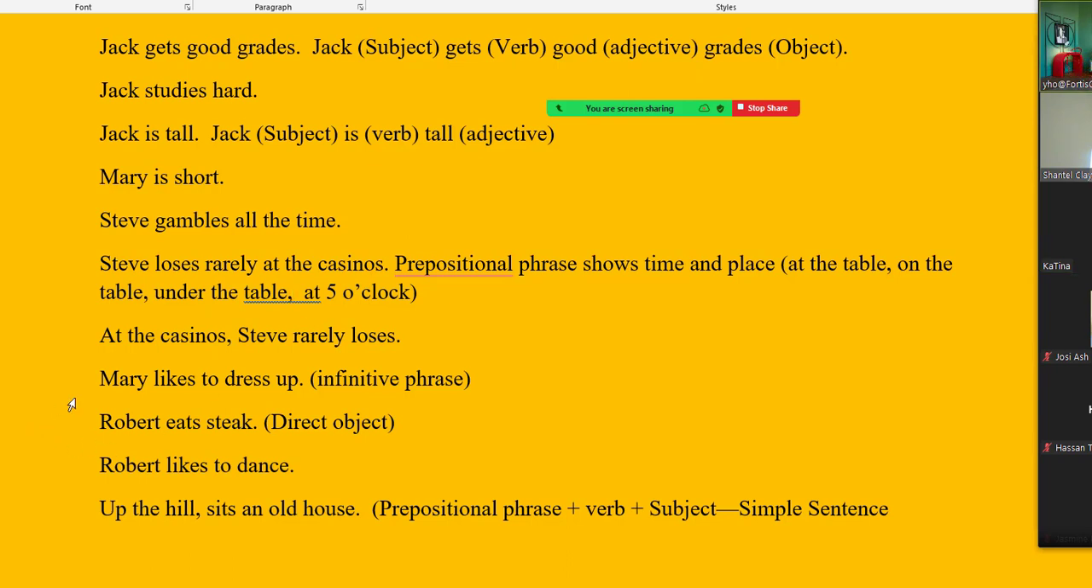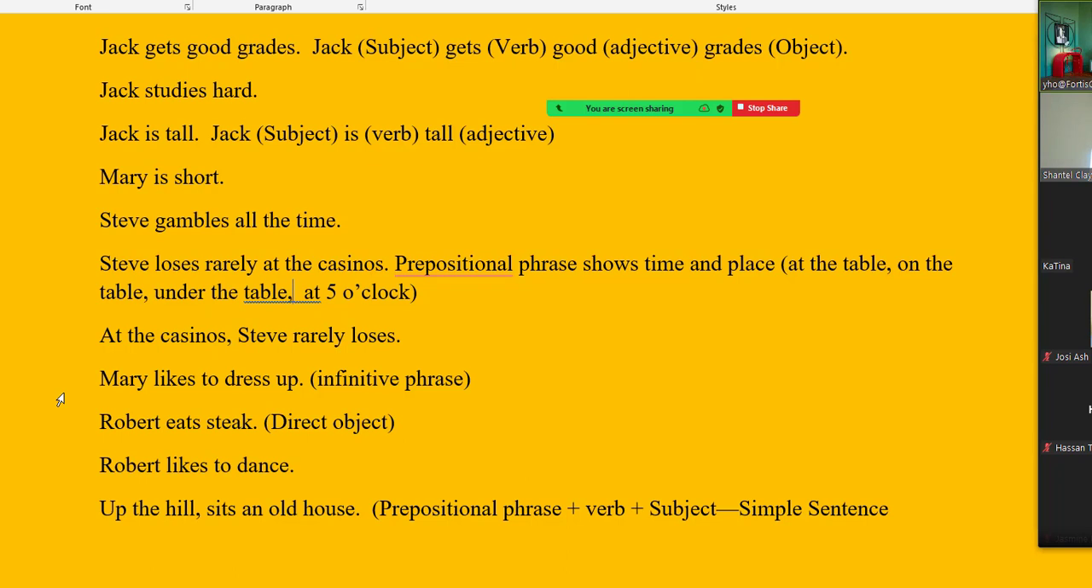Yeah, really. So, Mary likes to dress up. Mary is the subject, likes is the verb. To dress up is the infinitive phrase because to dress is an infinitive. Anytime you have to dress, to go, to say, to think, to learn, that's all infinitives: to plus a verb. Infinitives can be used at the beginning or at the end of a sentence.